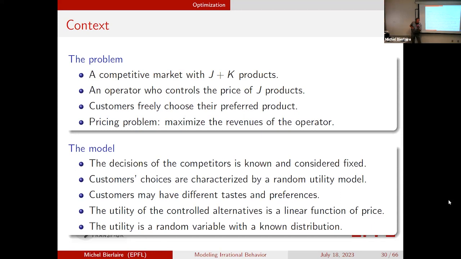The utility being the central modeling element in our context, well, we will assume that it is a linear function of price. And this is the case for most models which are published in the literature. So this is really the only assumption that we will use in this context.